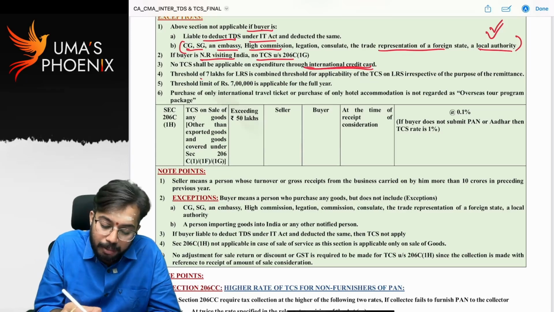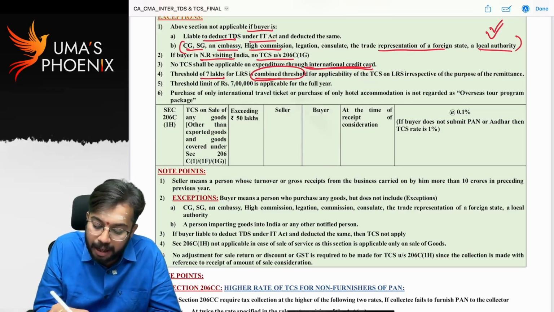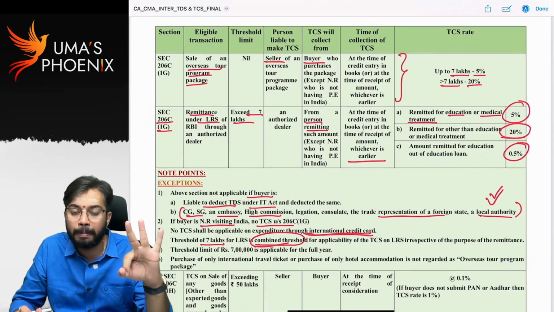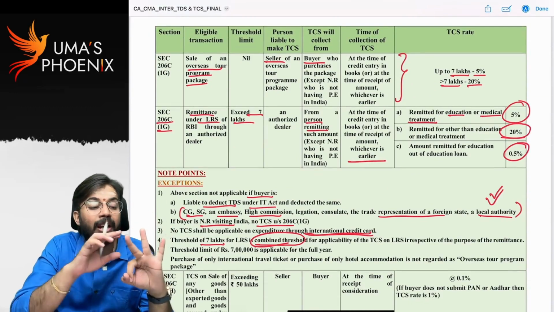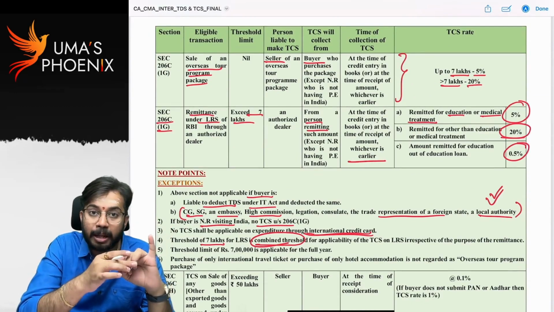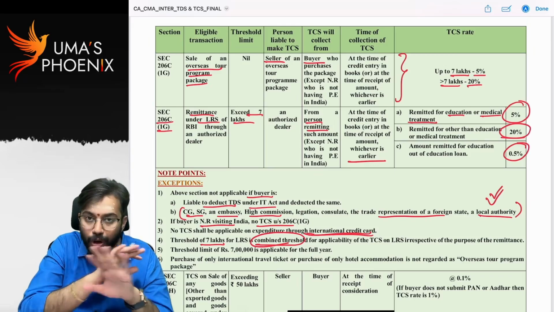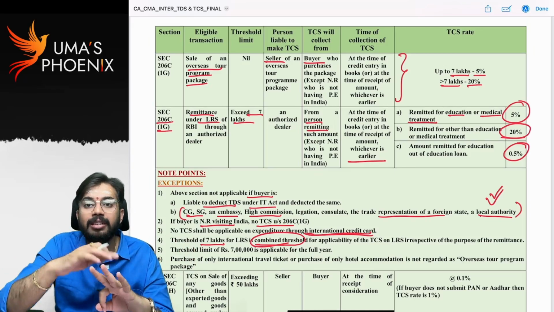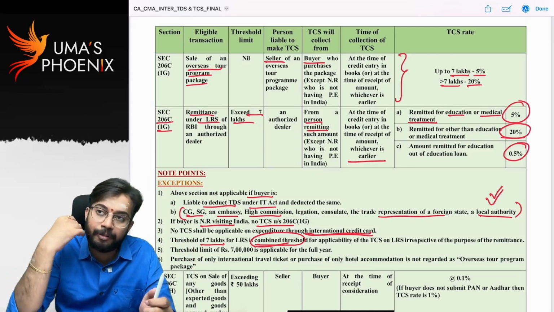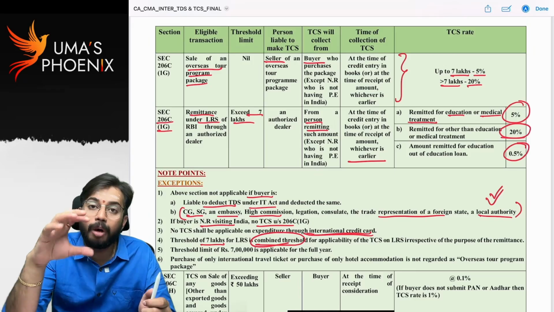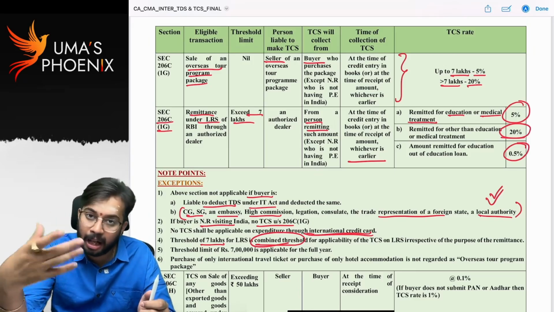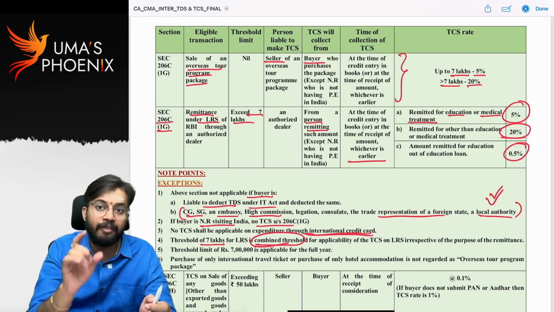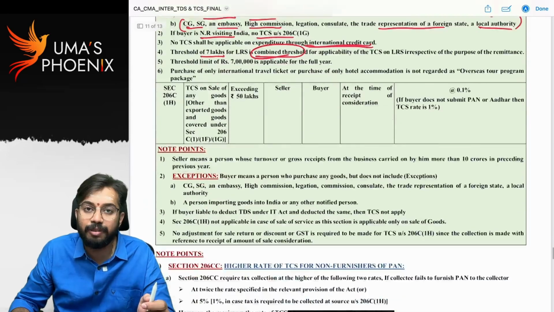Next, the threshold limit of 7 lakhs for LRS is a combined threshold. Here there are multiple items, right? Education, medical treatment, other purposes. Sir, is 7 lakhs applicable for education separately, medical expenditure separately, other expenses separately? No. The 7 lakh rupees threshold limit is for all remittances together. Whether you send for education, medical treatment, or both, and other purposes, if all remittances in a financial year for all purposes together are greater than 7 lakhs, then TCS will be collected.